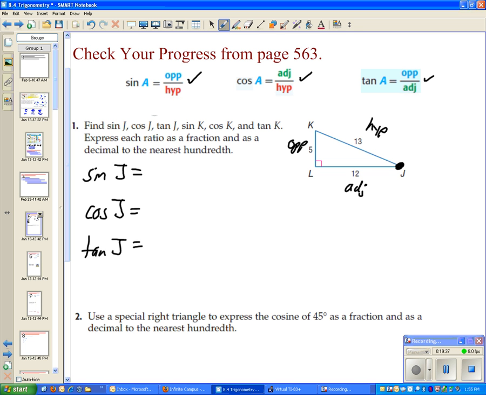Well, look, now that I've got that, all I got to do is look at the definition to know what the sine of J equals. It'll be opposite over hypotenuse. So it'll be 5 over 13. What's the cosine of J? Adjacent over hypotenuse. 12 over 13. And the tangent of J, opposite over adjacent, 5 over 12.